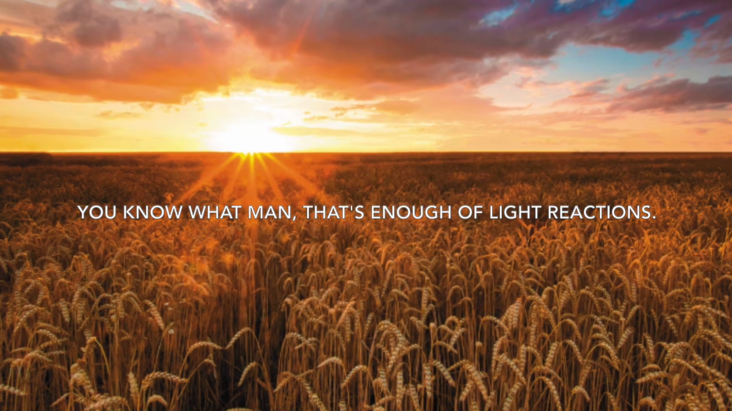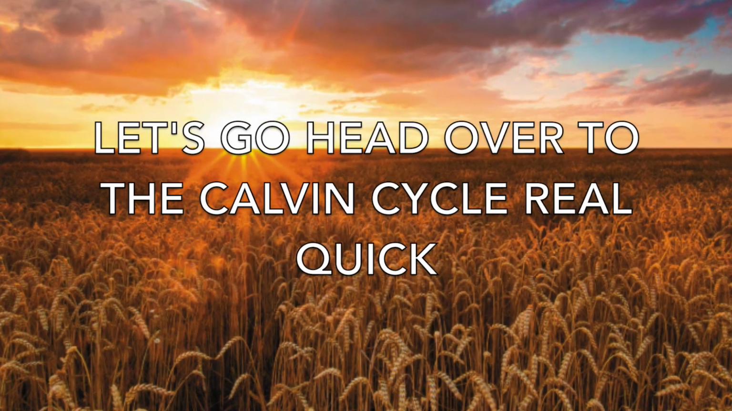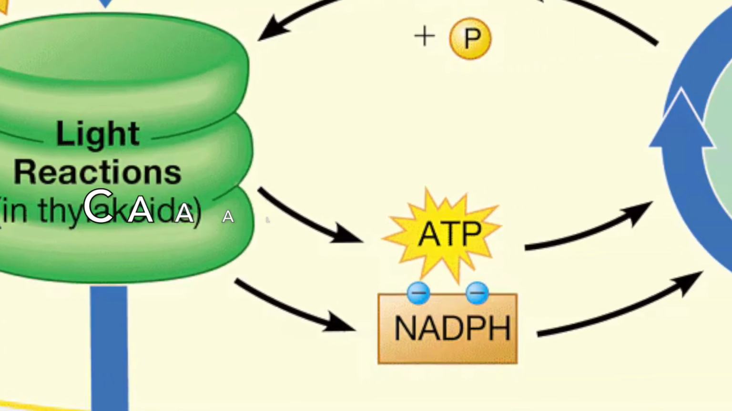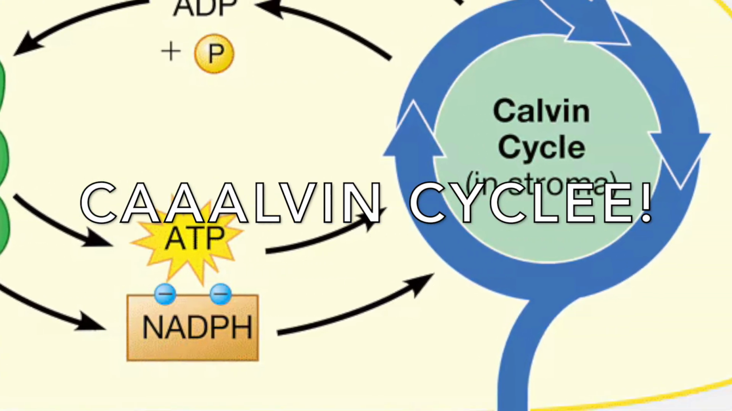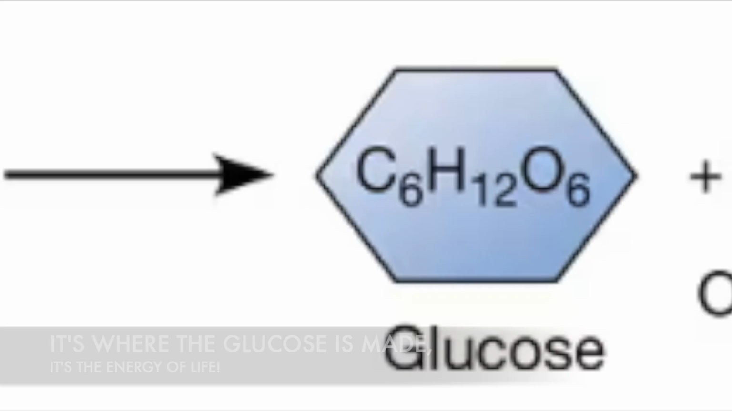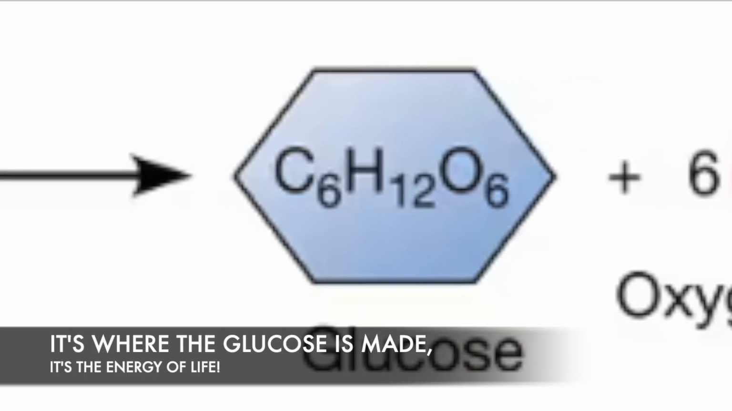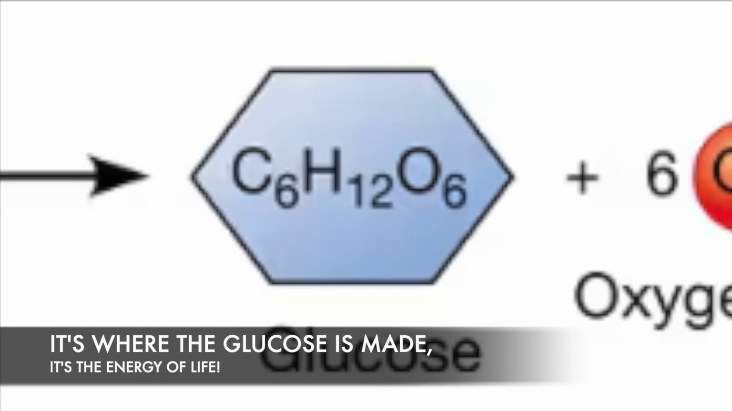You know what, man? That's enough of light reactions. Let's head over to the Calvin cycle real quick. Calvin cycle, it's where the glucose is made. It's the energy of life.